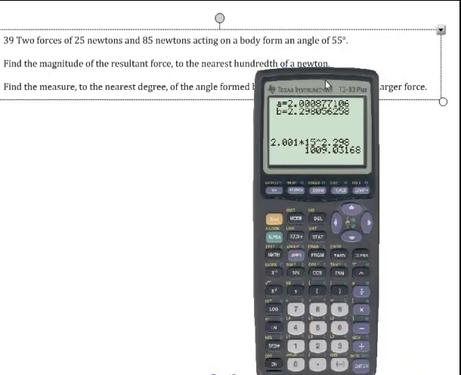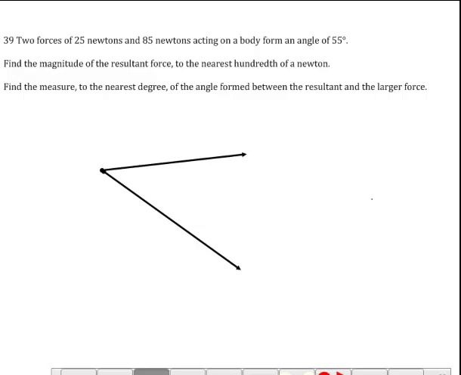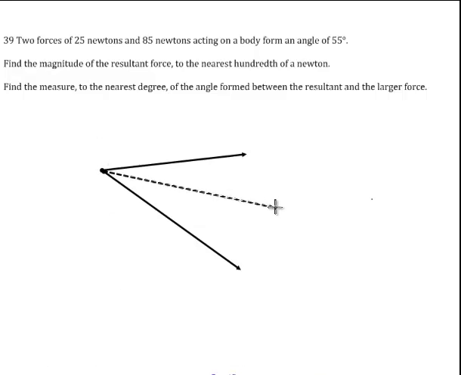Okay, last problem. Forces. Boom. As soon as I see forces, all I do is I draw 2 forces. Here's one. Here's the other. And we always put a resultant. Sorry, one force is 25. The other force is 85, acting on a body forming an angle of this whole angle is 55.